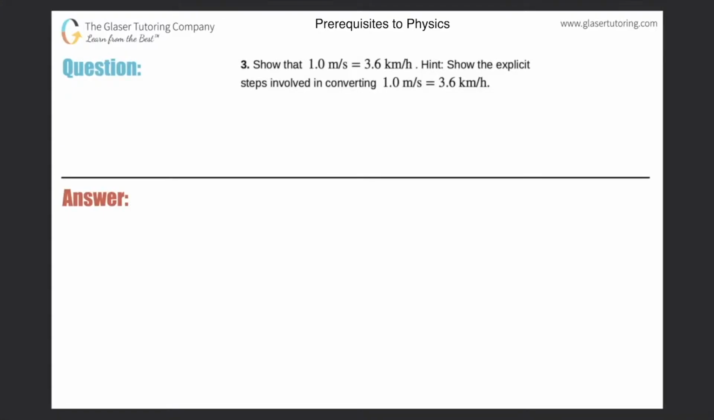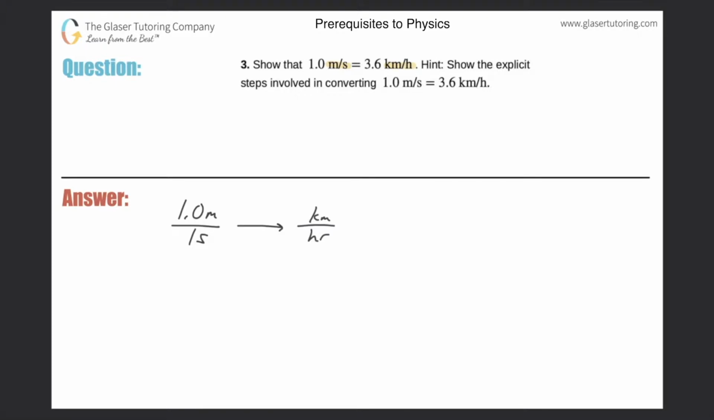Number 3. Show that 1 meter per second is equal to 3.6 kilometers per hour. Hint. Show the explicit steps involved in converting 1 meter per second to 3.6 kilometers per hour. Okay, so basically it's just a very simple conversion. So we're looking to convert 1.0 meters per second, per 1 second, and we're going to convert that into kilometers per hour.